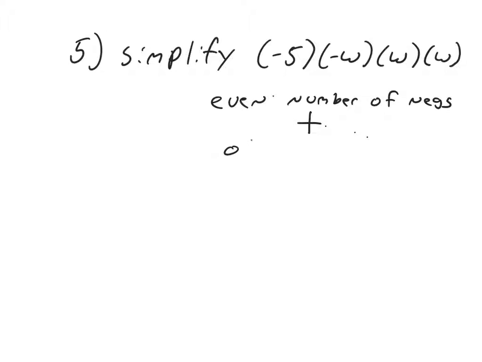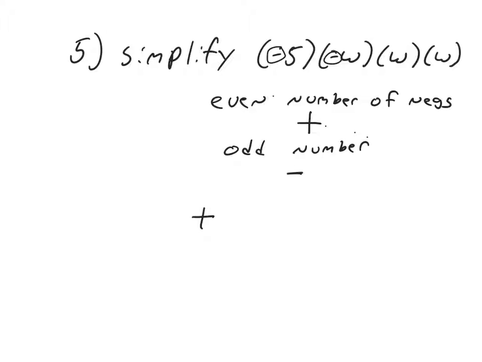If we get an odd number, then the answer is going to be negative. And then I don't have to worry about positive and negative after that. So we have one negative and we have another negative. That's an even number. So our answer is going to be positive, and that's all I have to worry about for negatives. So our answer is going to be positive something.